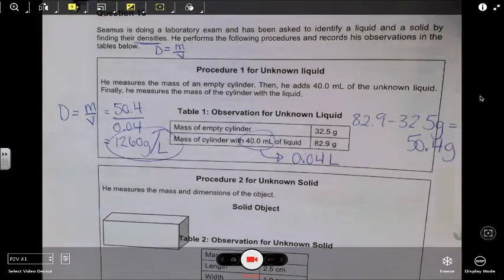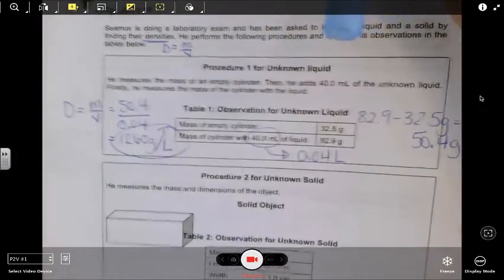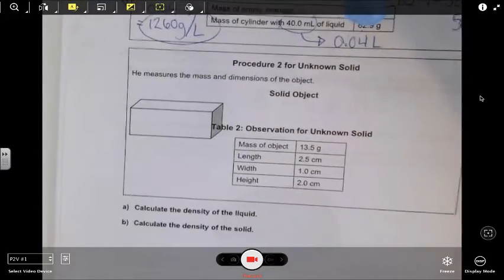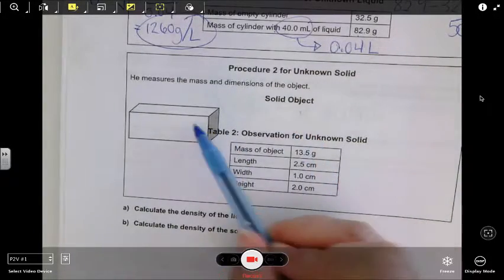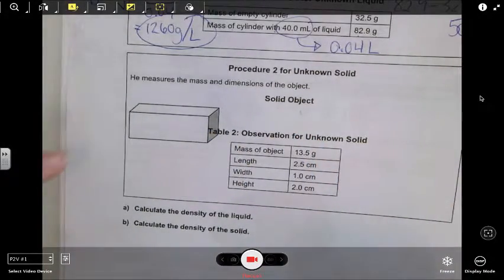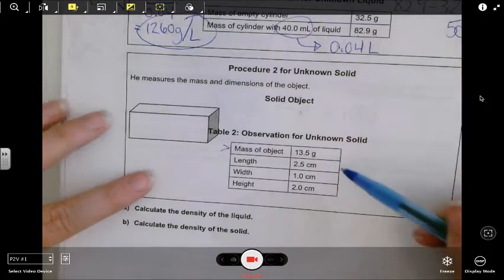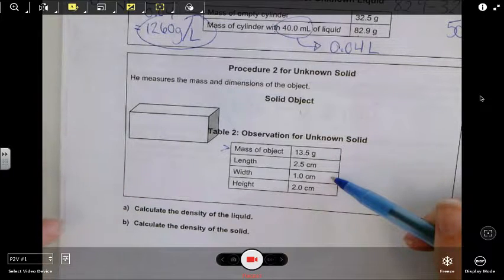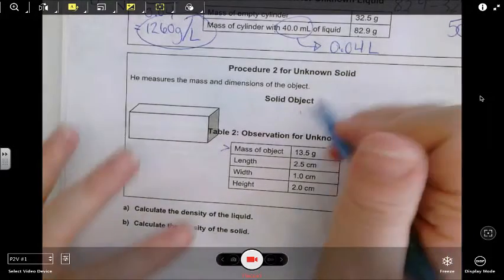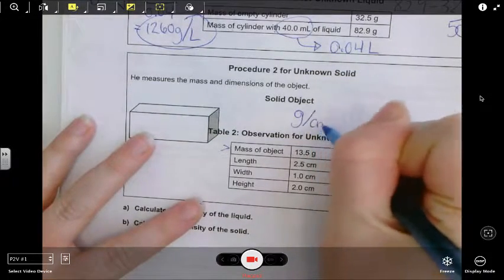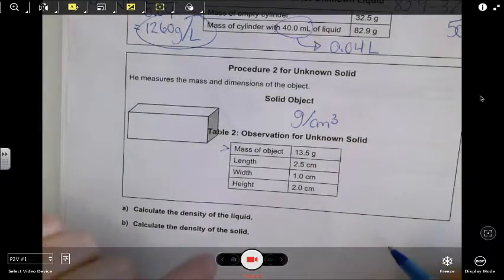The second one is a little bit more difficult because you're going to have to actually calculate volume here. So it says he measures the mass and dimensions of the object. So it shows you the object. It's supposed to be in the middle here, but I don't know why I printed it out on the side. So we have the mass, okay, and we also have these dimensions. So to calculate the density for this, because one of the forms we had of measuring density was in grams per centimeter cubed, okay, so we can write it like that.